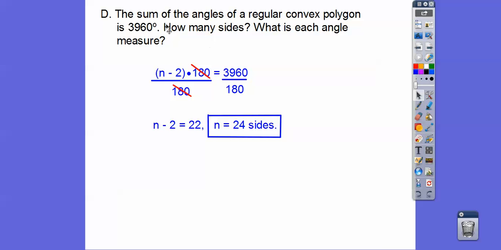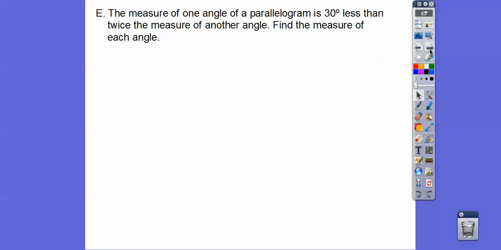That's this answer. How many sides does it have? So what does each angle measure? Since it's regular, we take 24 and divide it into the 3960, and we get 165.